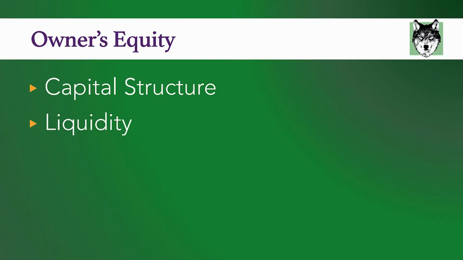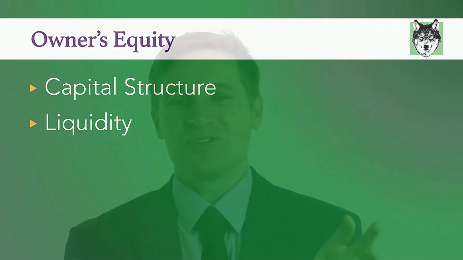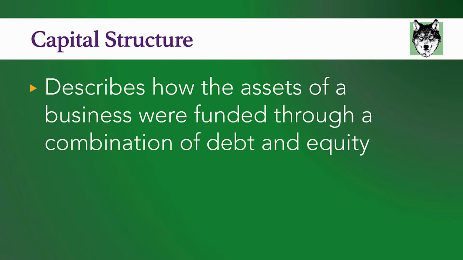So to discuss why it is so important to understand what's going on in owner's equity, I want to talk about two main concepts, and that is capital structure and liquidity. So let's start with capital structure. Capital structure describes how the assets of the business were funded through a combination of debt and equity. So the assets were brought into the business either by taking on liabilities or by contributions through owner's equity.